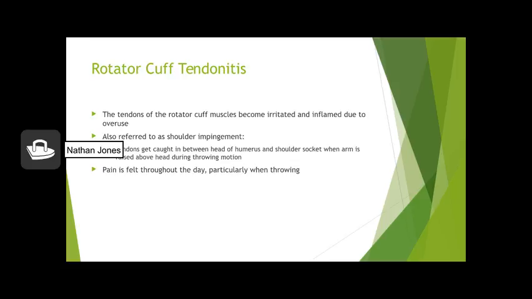Rotator cuff tendonitis is extremely common in baseball players. The tendons of the rotator cuff muscles will become irritated and inflamed due to overuse. Another associated issue, sometimes called the same thing as shoulder impingement, is when the tendons get caught in the shoulder socket in between the head of the humerus and the rest of the shoulder socket, and this occurs when the arm is raised above the head during the throwing motion. And pain will be felt continuously throughout the day, but particularly while throwing.